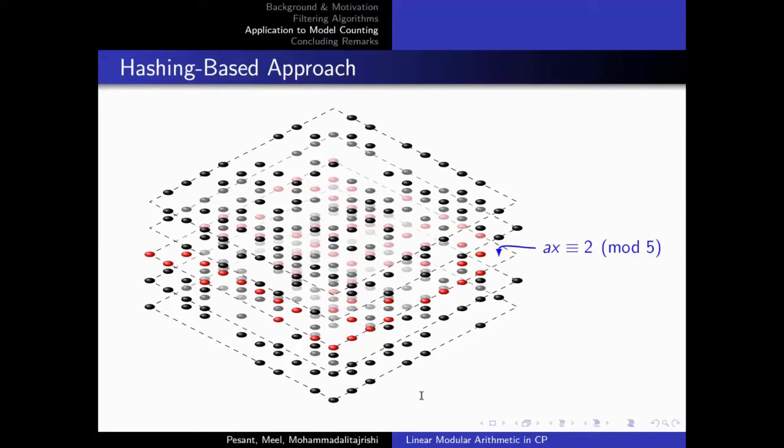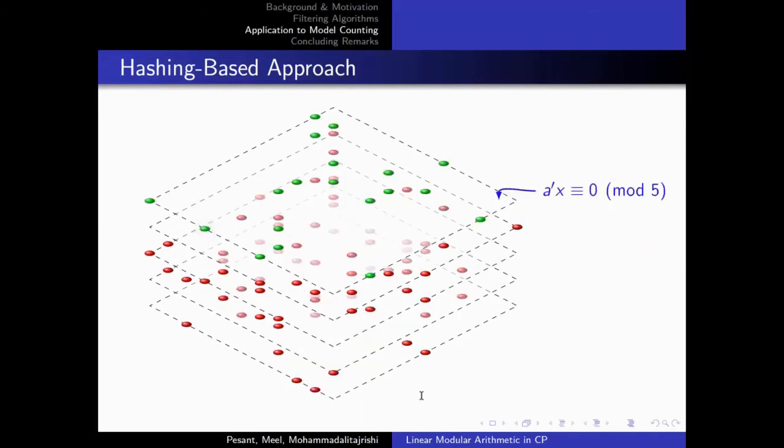And then by adding this constraint, you just focus on these red dots. You can further apply another hash function, A prime X congruent to 0 modulo 5. So you slice into 5 again, and here you're left with the green solutions. And so eventually you stop. Maybe you stop here and you enumerate, you count these solutions, the green dots, and then extrapolate the result. Here you would multiply it by 25, 5 to the power 2.